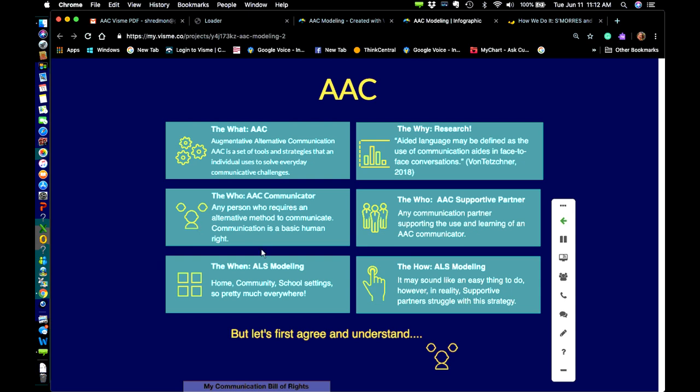The when, which is AAC modeling, we know that that can be in the home, community, school, pretty much everywhere, pretty much any place that you want to communicate, that's the when and the where, right? And that how is the aided language stimulation modeling.